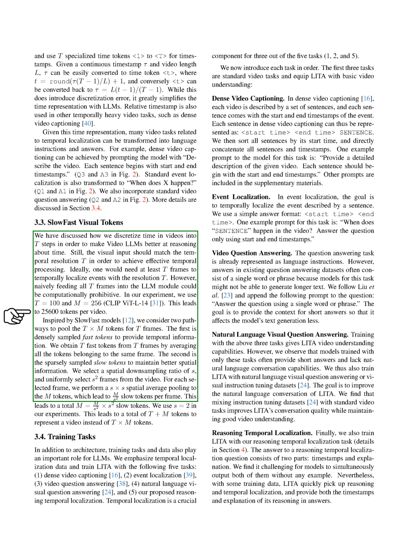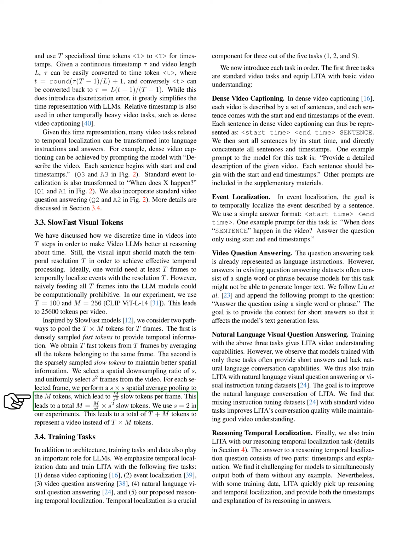The first pathway involves densely sampled fast tokens to capture temporal information. We derive T fast tokens from T frames by averaging the tokens within each frame. The second pathway includes sparsely sampled slow tokens to preserve spatial information. By selecting a spatial downsampling ratio of S, we choose S² frames uniformly from the video.